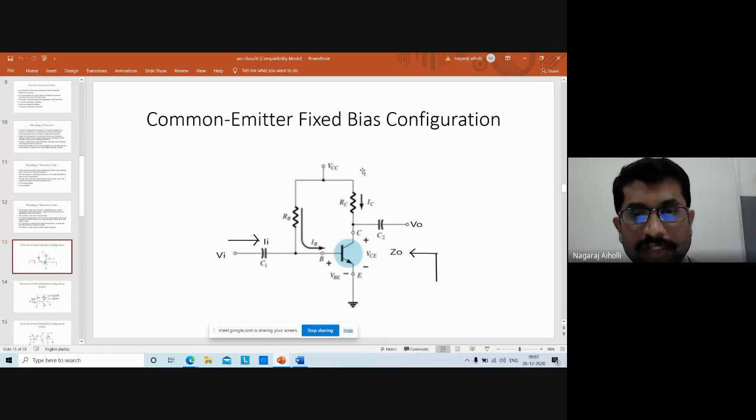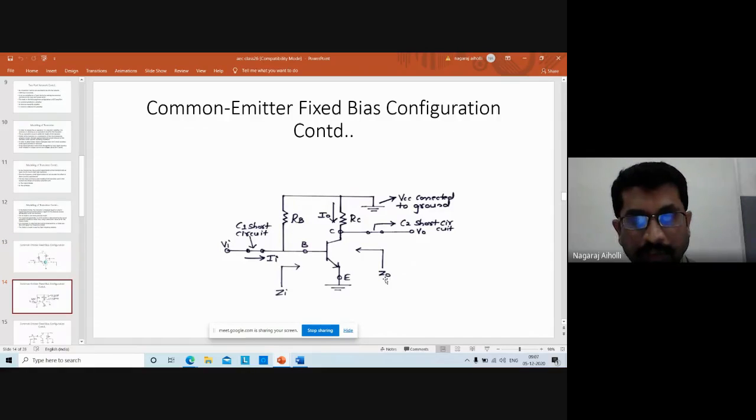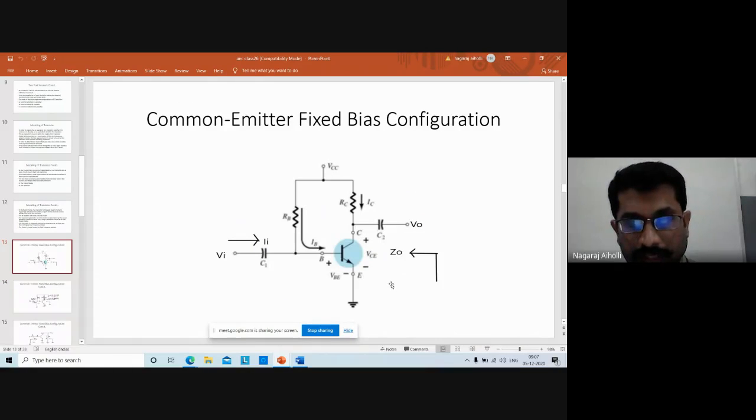So in the common emitter fixed bias configuration, we have the base resistance, collector resistance, and the emitter terminal is grounded. There is no emitter resistance present here in the fixed bias configuration. Then input voltage Vi, output voltage V0, VCC, then Zi and Z0, VBE, VCE. Now we are converting this fixed bias configuration into the AC equivalent circuit.